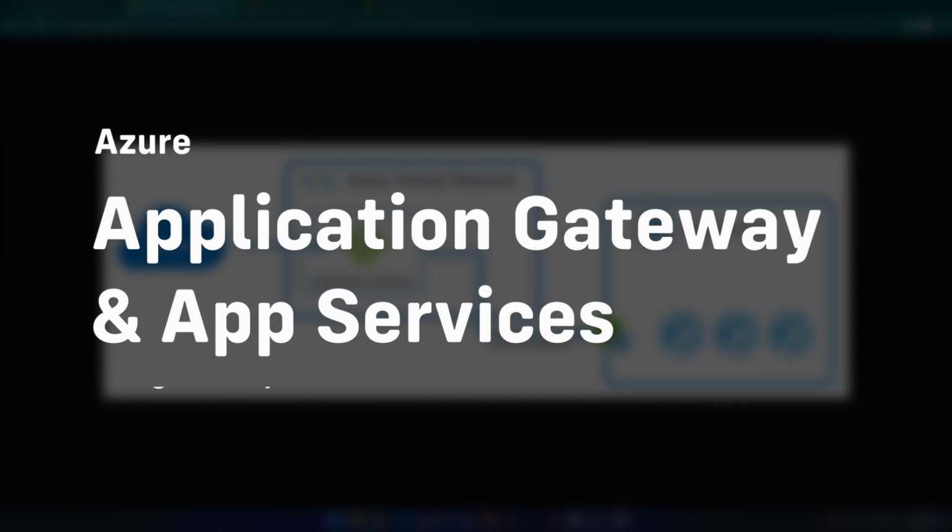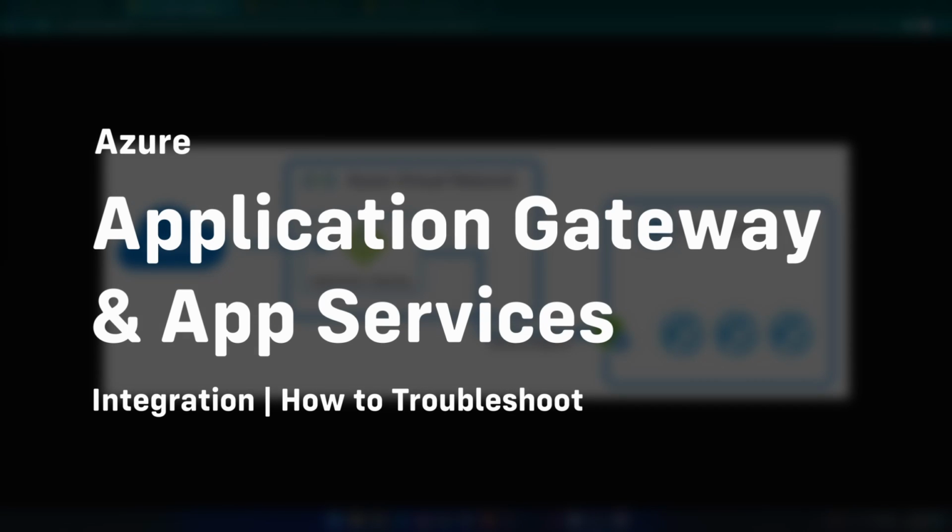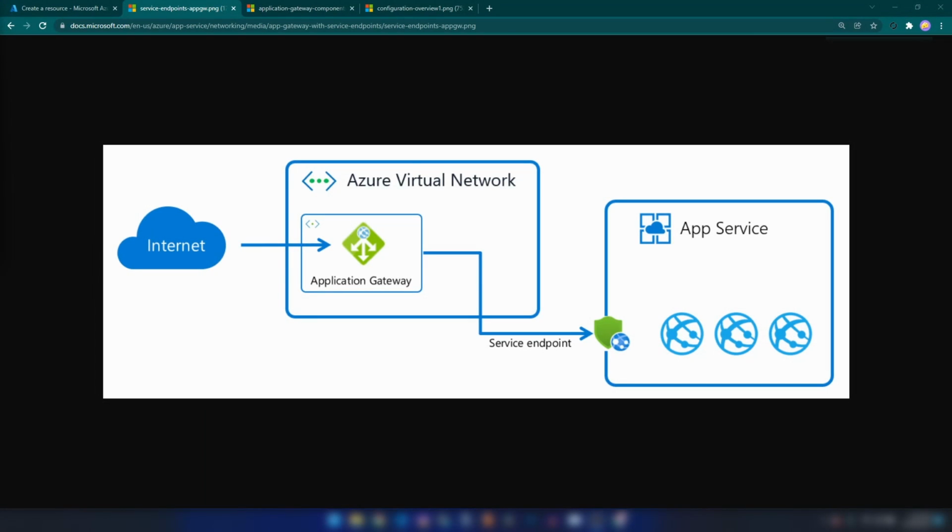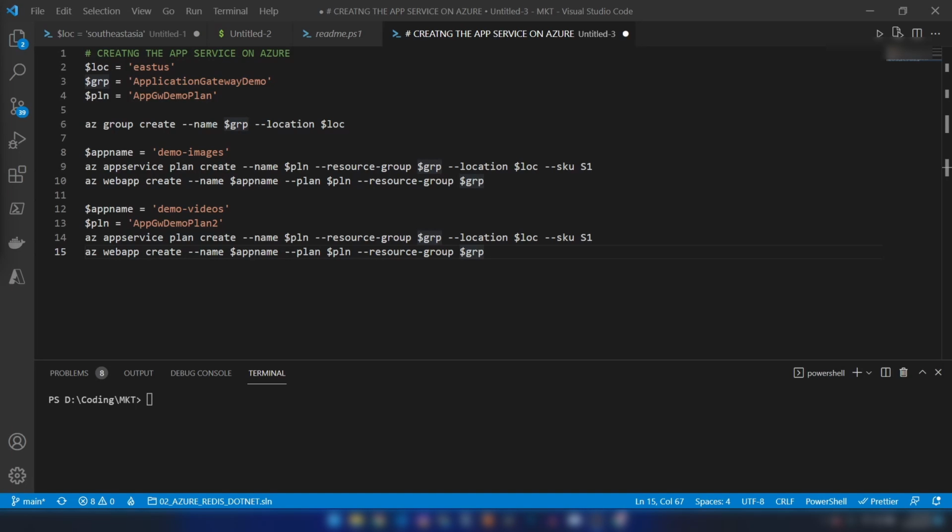Hello everyone, in this video we are going to see how to configure an Azure application gateway with Azure App Services. For that, we'll have to create a few resources on Azure. We'll start with creating a few app services. For that, I have created this script.